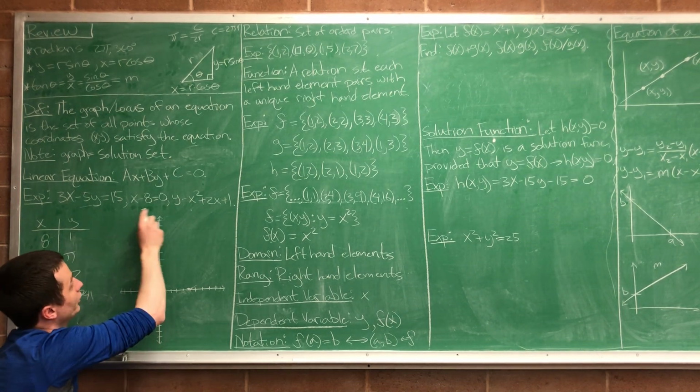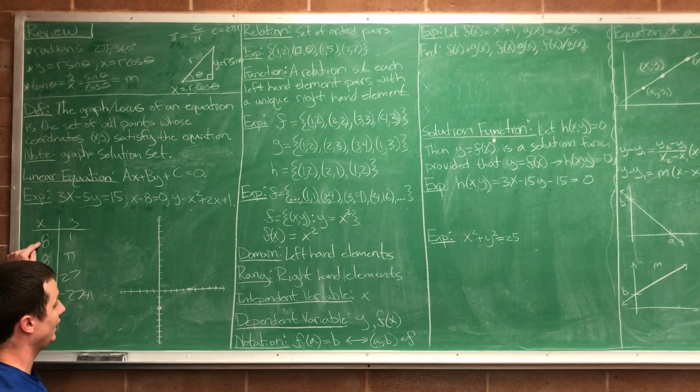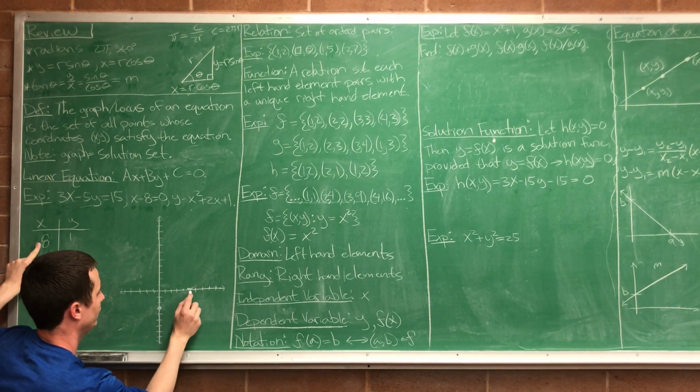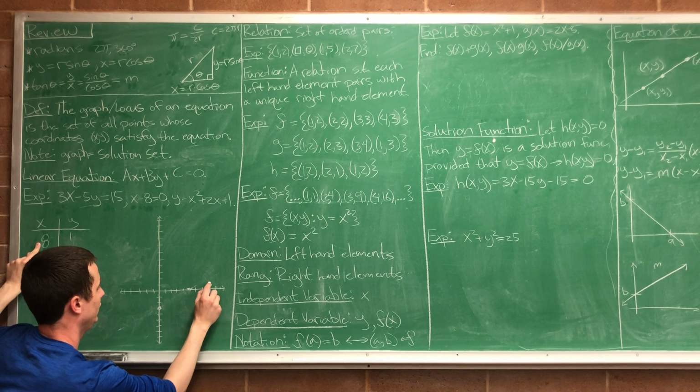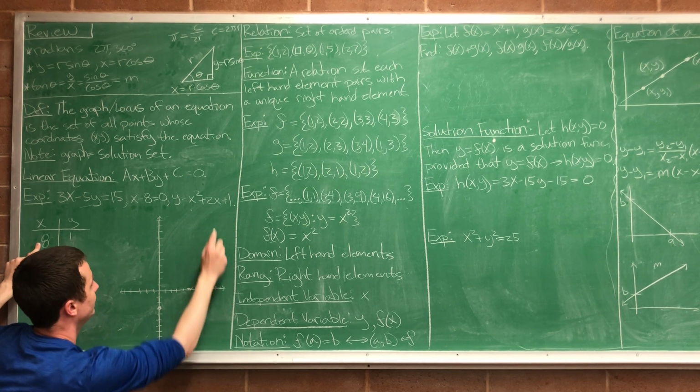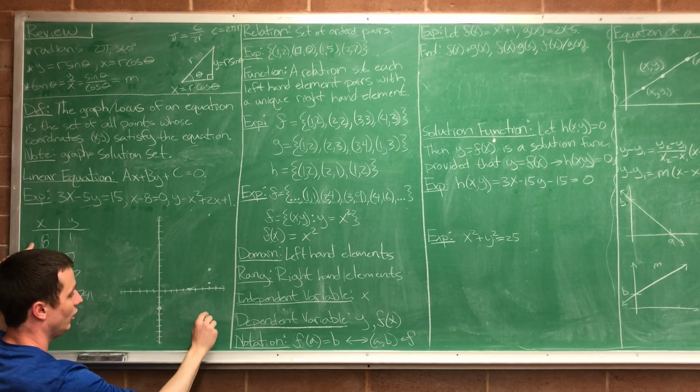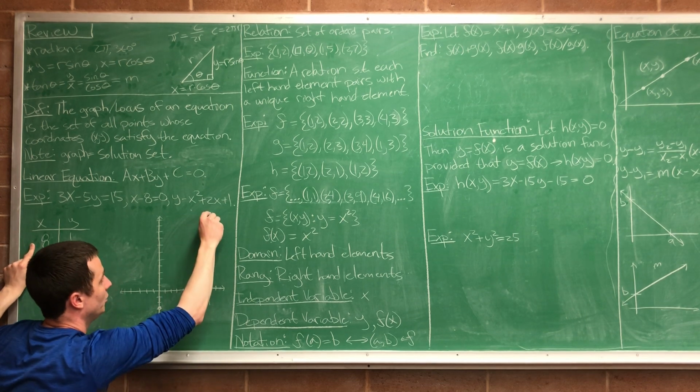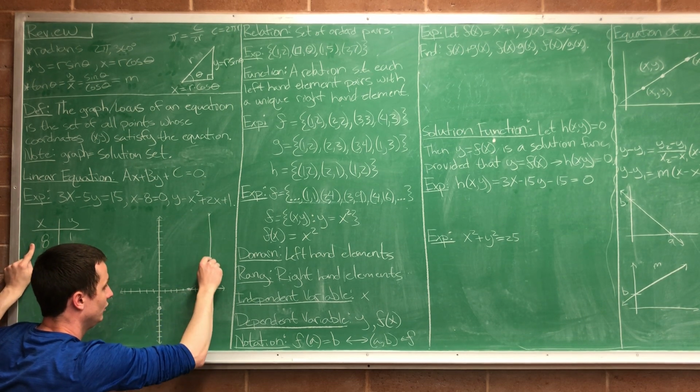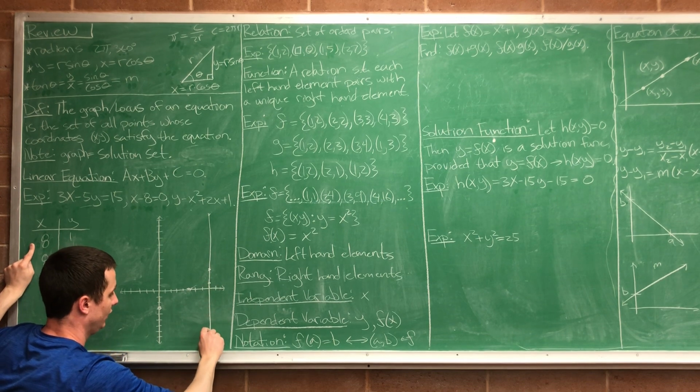So if we draw the graph of all the points there, let's see. 8, 1, that's right there. 8, pi, that's somewhere right there. 8, 27, somewhere up here. All the negatives are somewhere down here. And if we plot all the points, we find out that it's this vertical line.